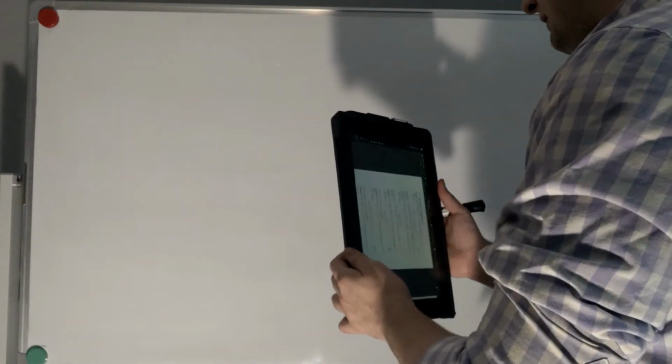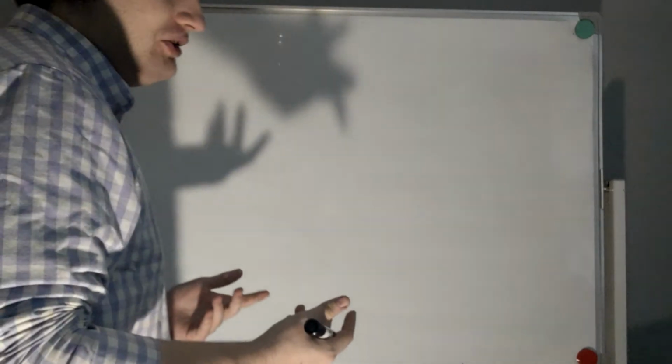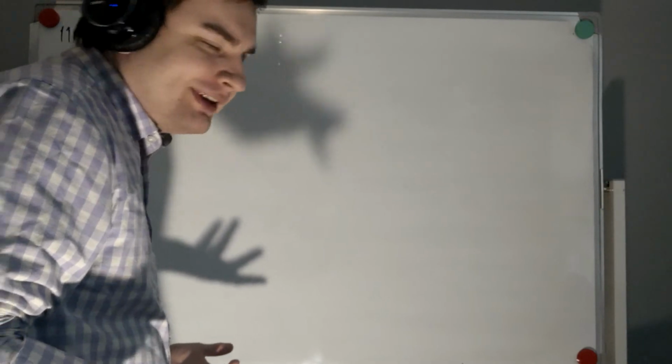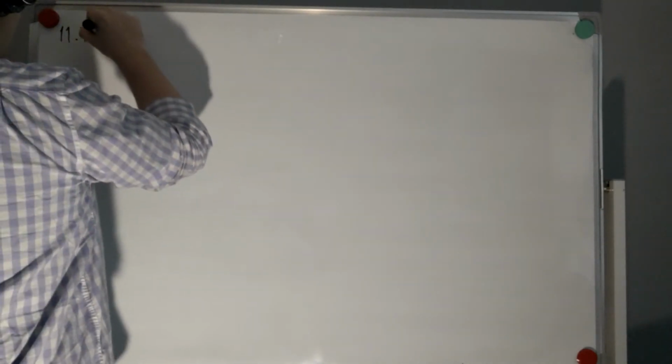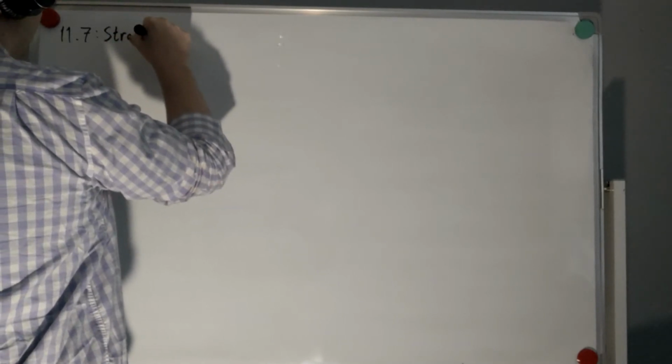So, remember that section that we did in Chapter 7 that was just called Strategy for Integration? And it didn't really have anything in it. It was just, like, here's a bunch of examples. Yeah, this is another one of those. So this is called Strategy for Testing Series.